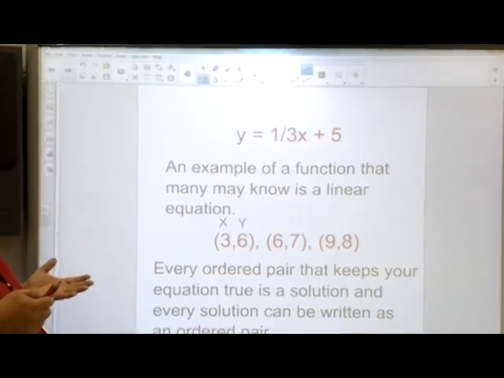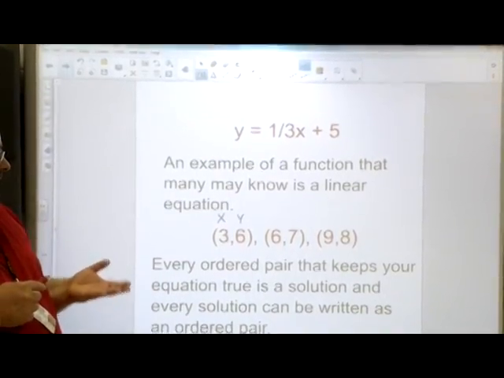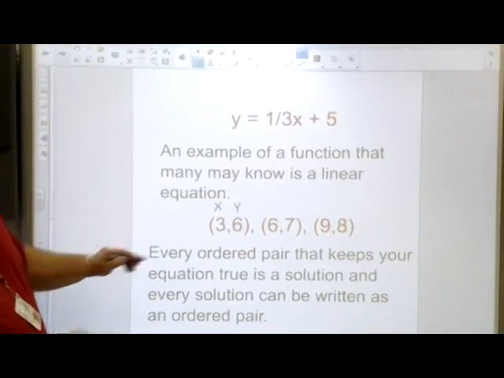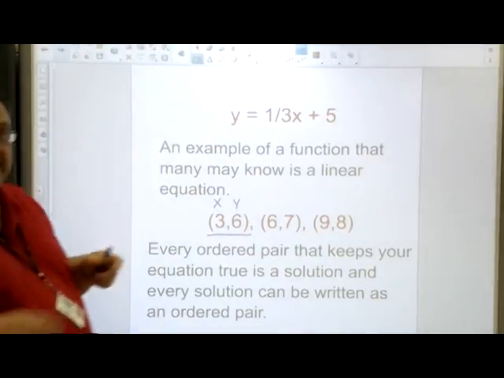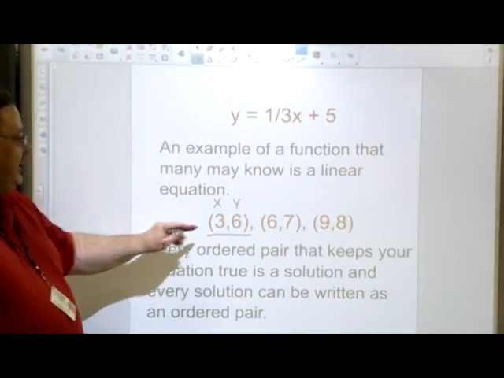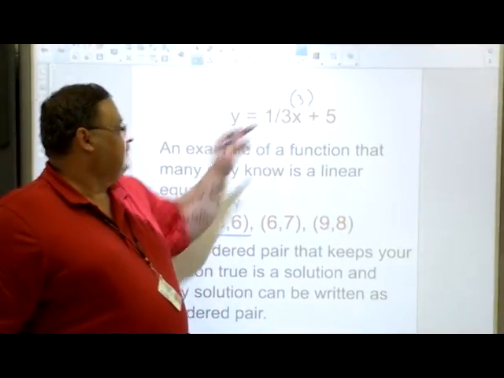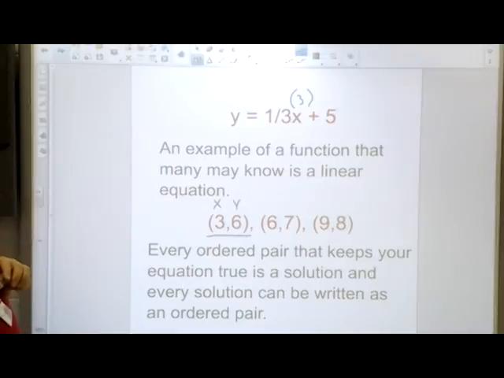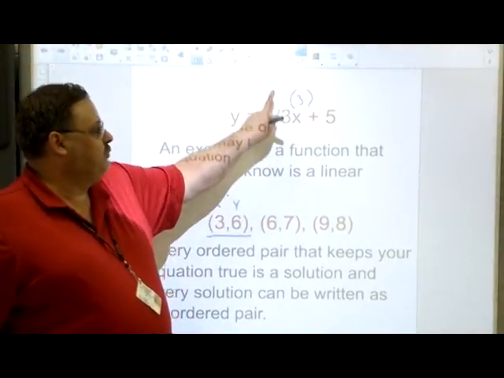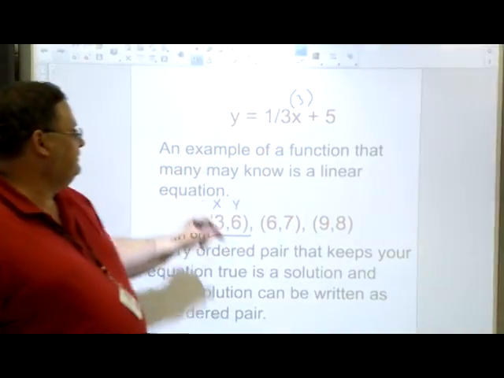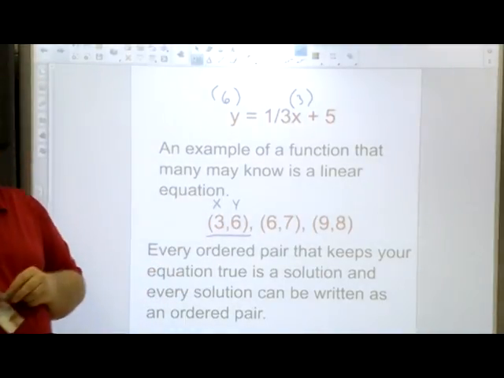But what do I mean that every ordered pair is a solution, and every solution can be written as an ordered pair? Let's take a look. I have some ordered pairs that are a solution to this equation or function, and my x value is 3. If I work the problem out, 1/3 of 3 is 1, and 1 plus 5 is 6, so my value for y should be 6, and as you see, that's so.